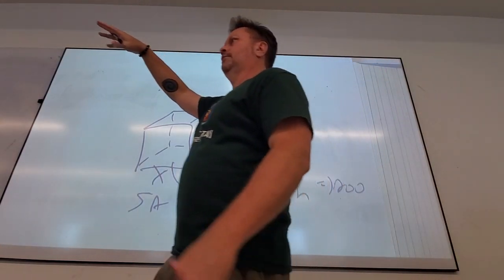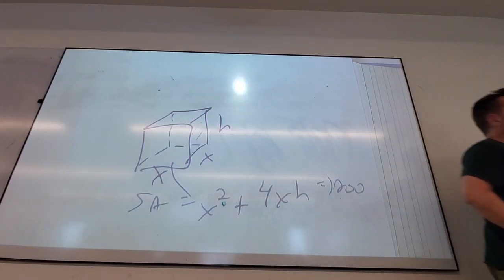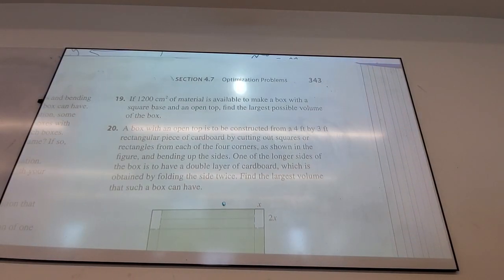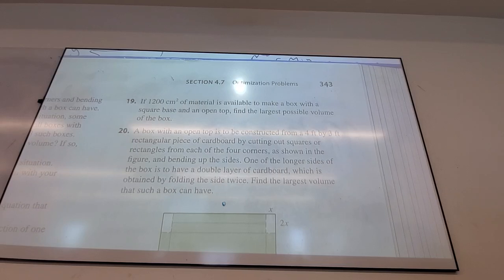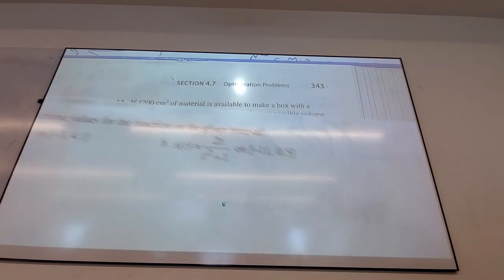What do they ask me? Oh, you took the problem down. What do they ask me in the prompt? You moved the problem. I did, I'm sorry, I covered it up. The largest possible volume. So they asked me to optimize the volume.